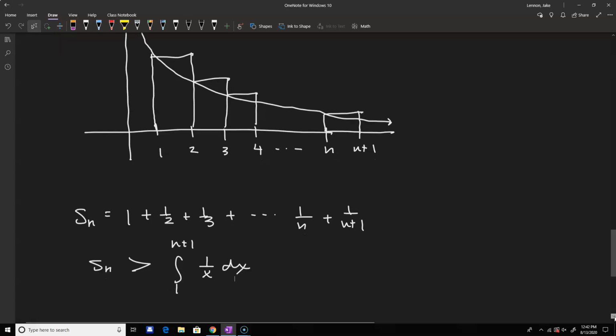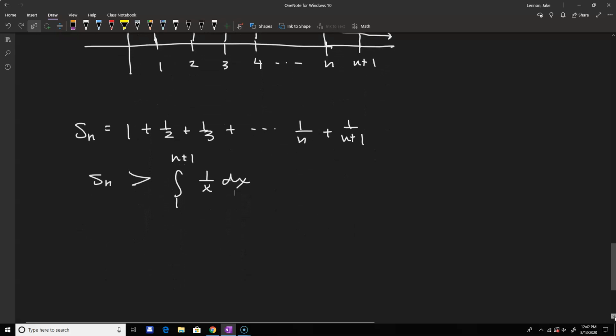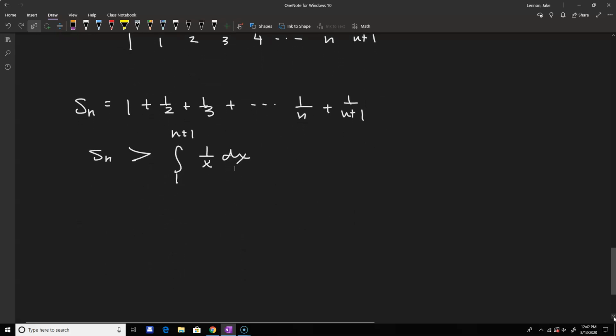And in fact, if we're looking at a continuous positive function that's decreasing so that it isn't obviously diverging, then this is what happens. So this is the theorem, the integral test.